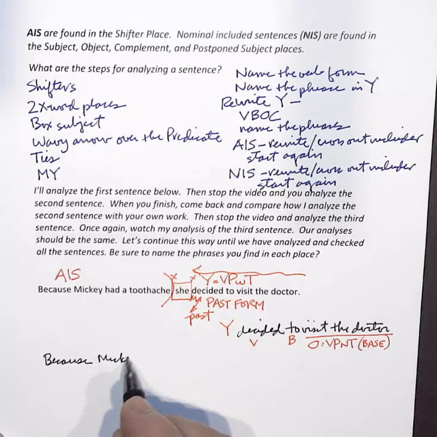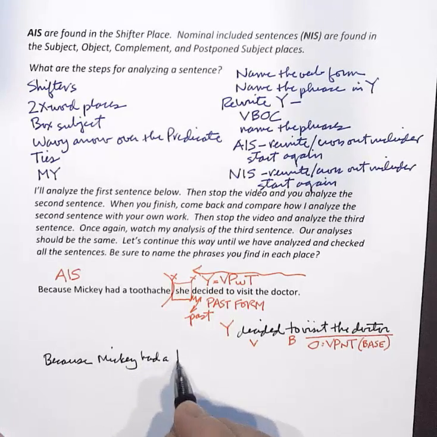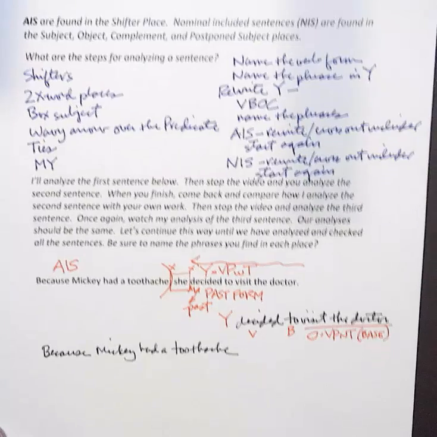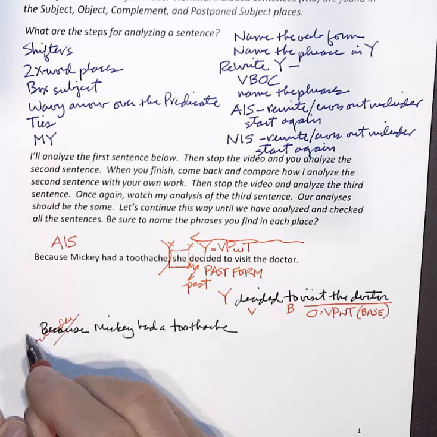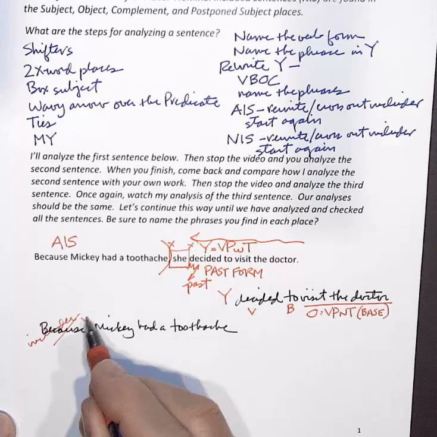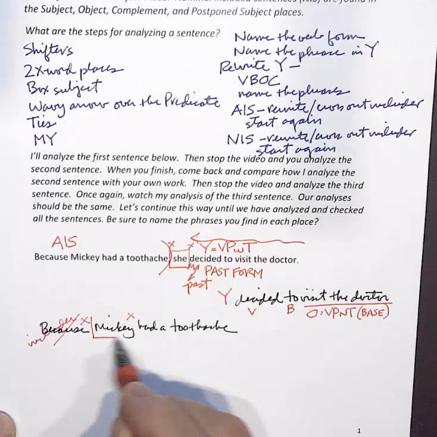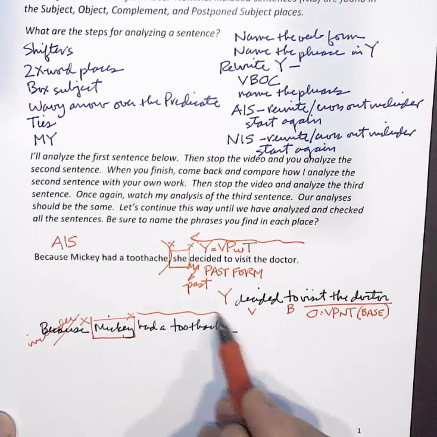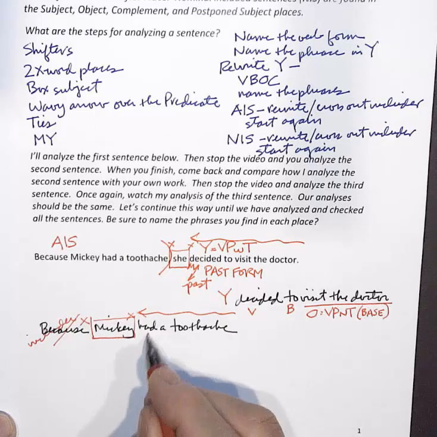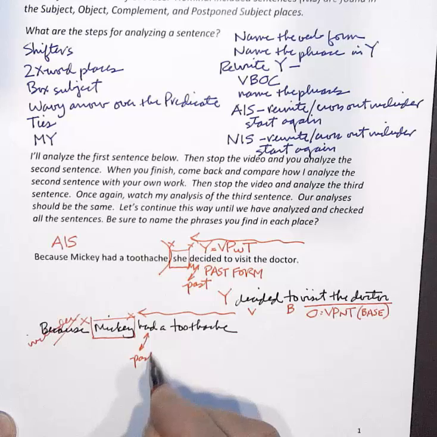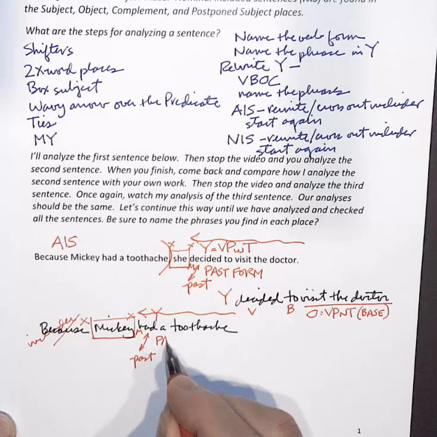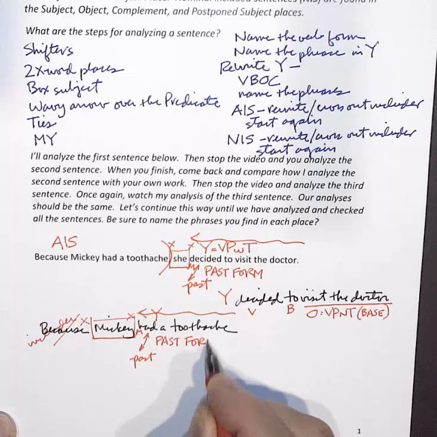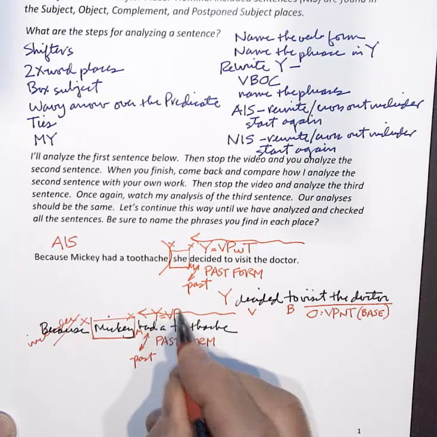Because Mickey had a toothache, and we'll cross off the includer and we'll label it. And now, no shifters. Did Mickey have? Mickey did not have. Mickey is the subject. Had a toothache is the predicate. Had ties with the past. The M place is here. The Y is over here. This is the past form. It's a verb phrase with time.